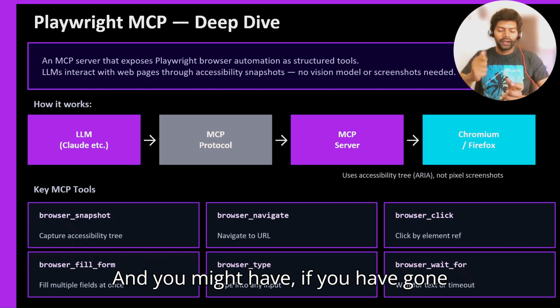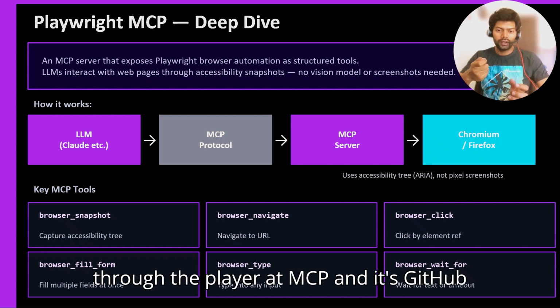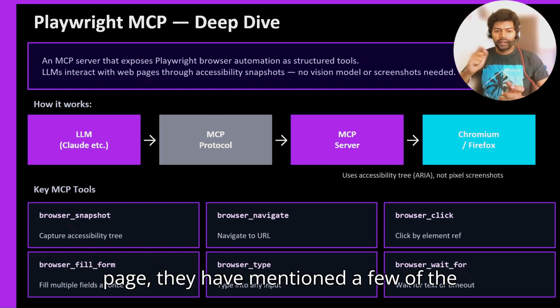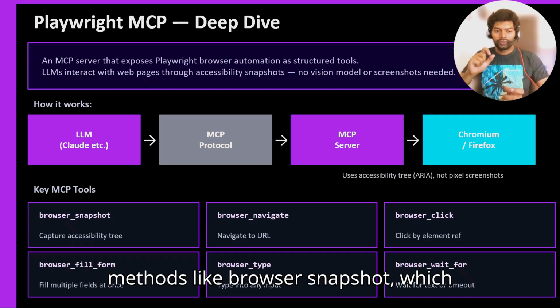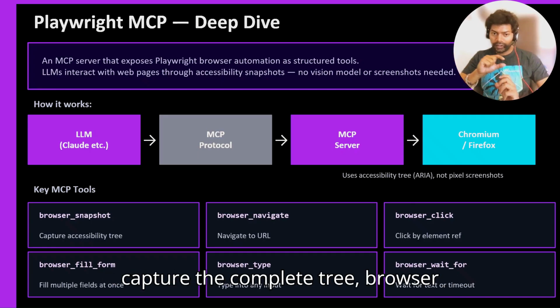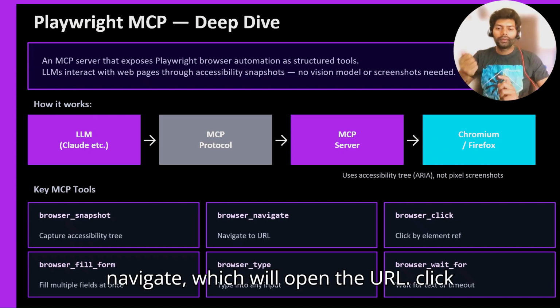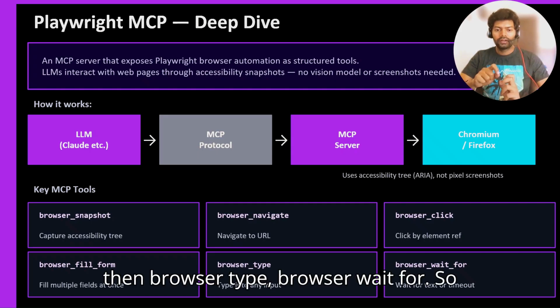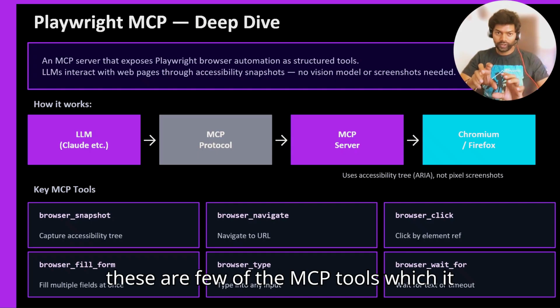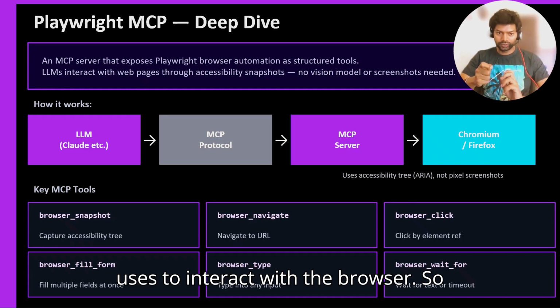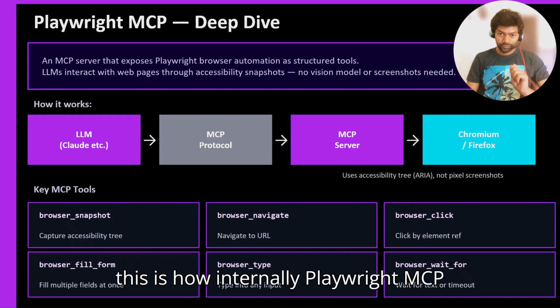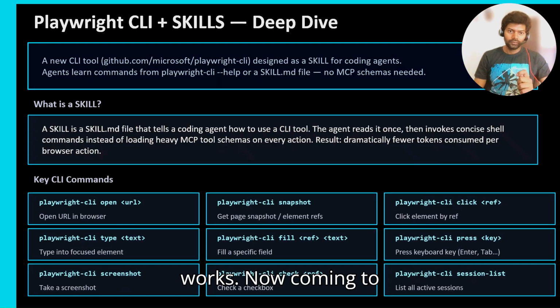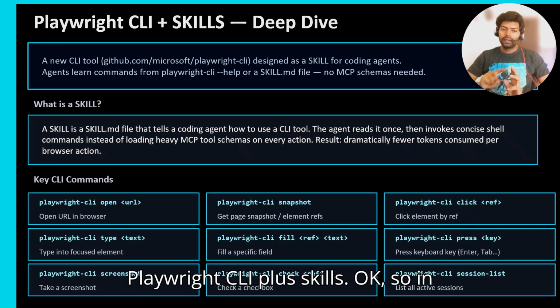And if you have gone through the Playwright MCP and its GitHub page, they have mentioned a few of the methods like browser snapshot, which captures the complete tree, browser navigate, which will open the URL, click operation, then filling the forms, then browser type, browser wait for. So these are a few of the MCP tools which it uses to interact with the browser. So this is how internally Playwright MCP works. Now coming to Playwright CLI plus skills.